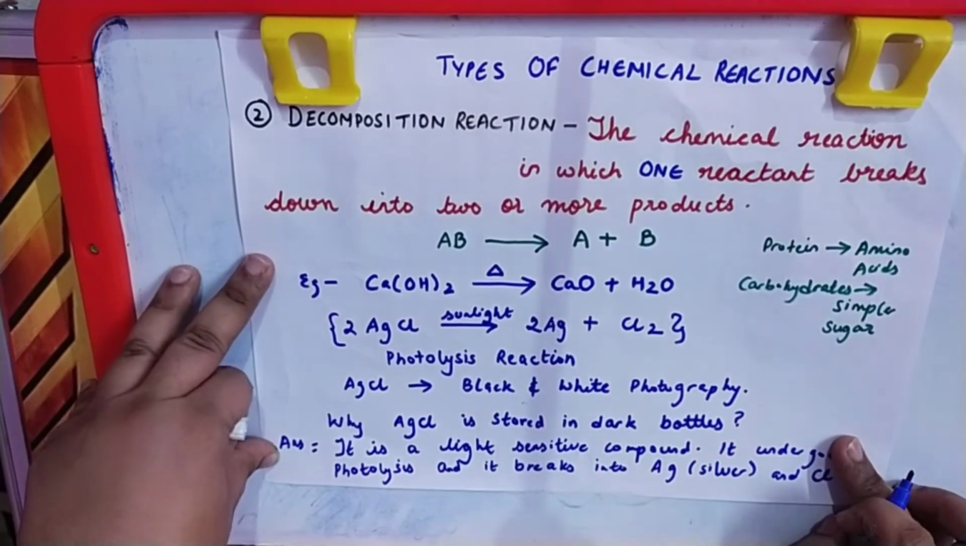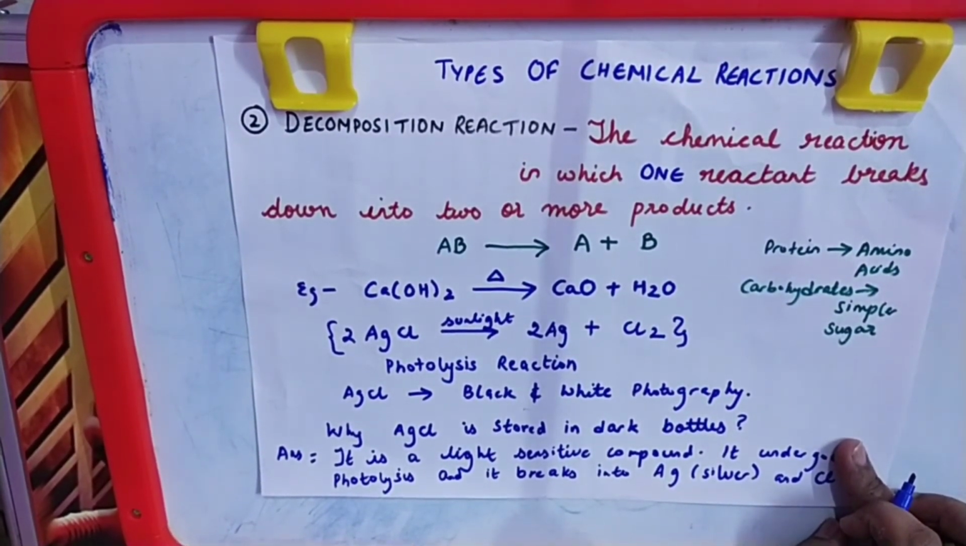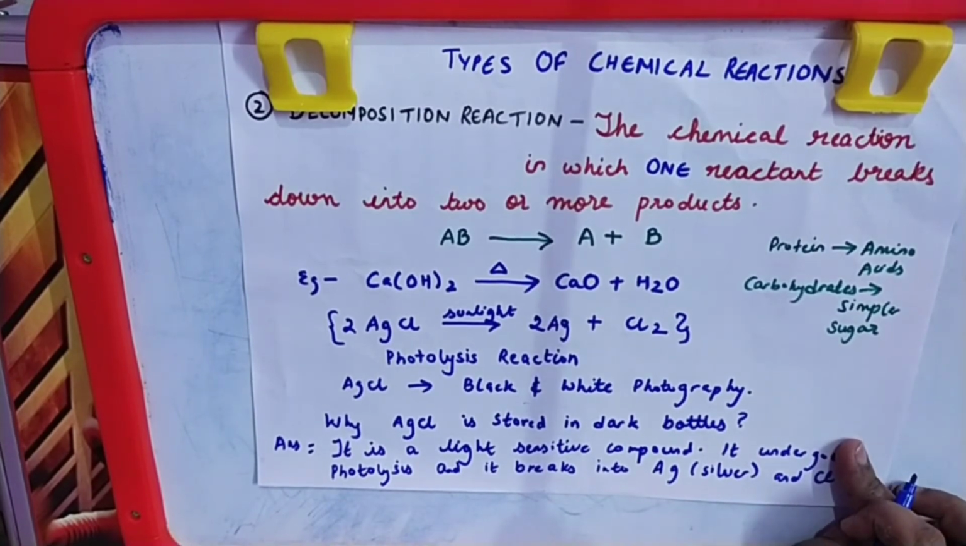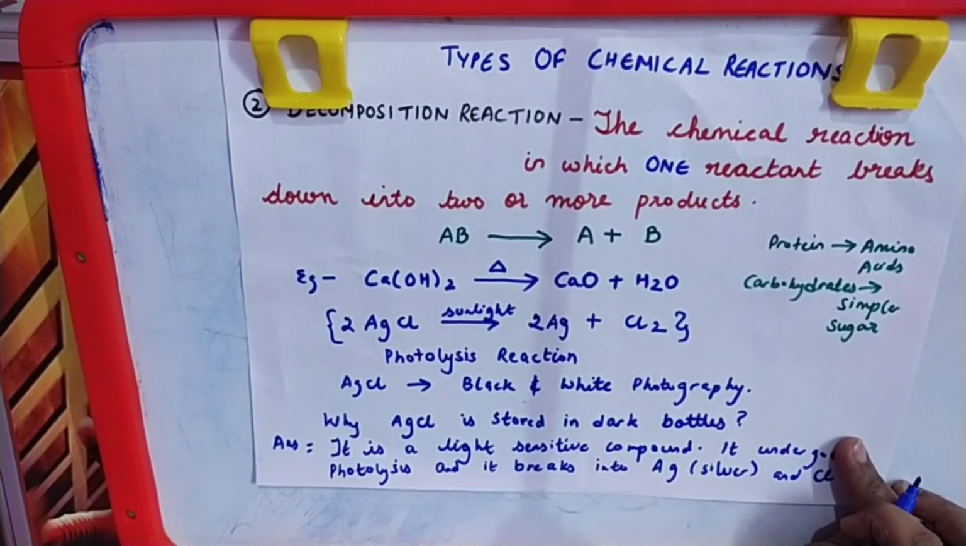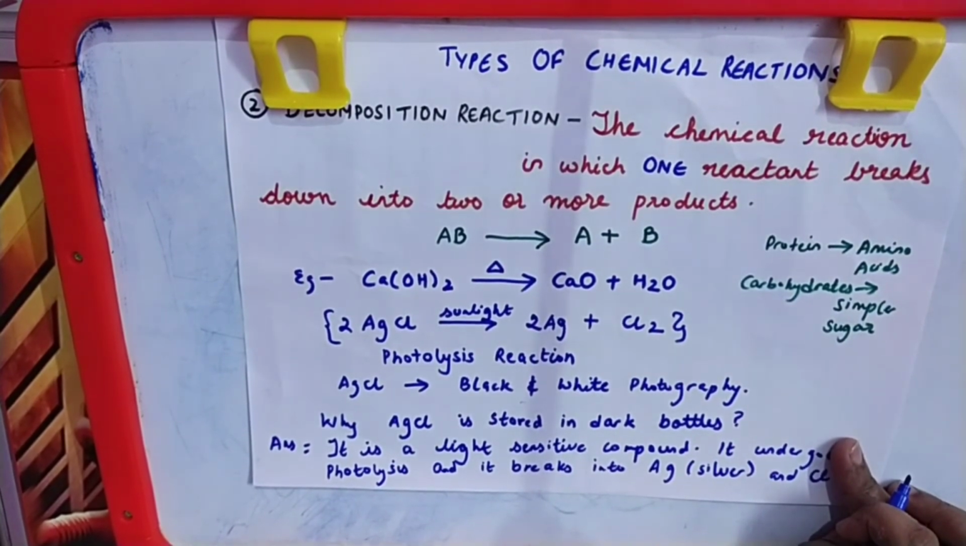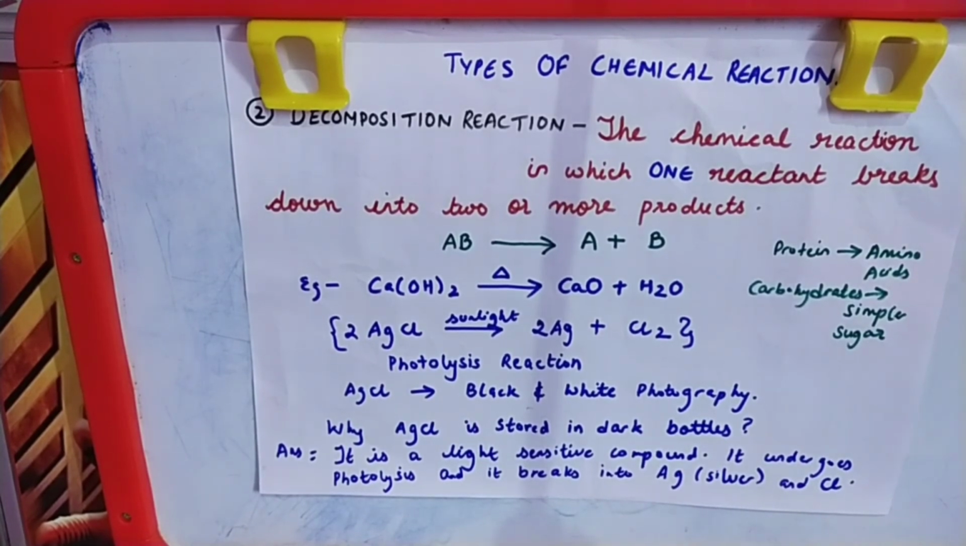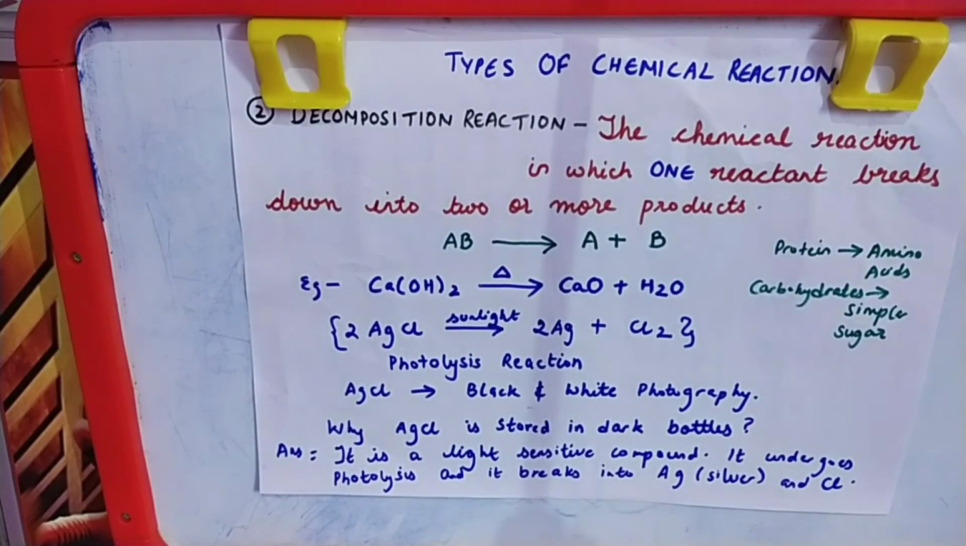So what we have learned from this decomposition reaction is that it is the opposite of synthesis reaction. Like in synthesis reaction, two or more reactants react in a chemical reaction and form one product. Here it is opposite. Here the reactant is one and it breaks into two or more products.